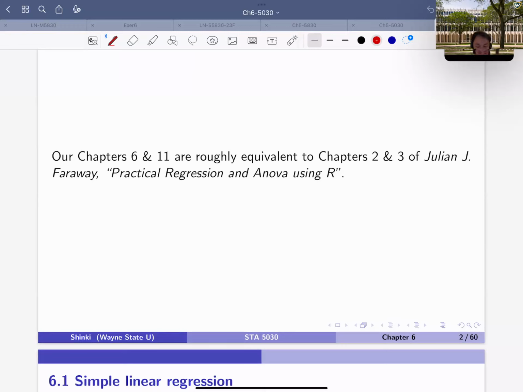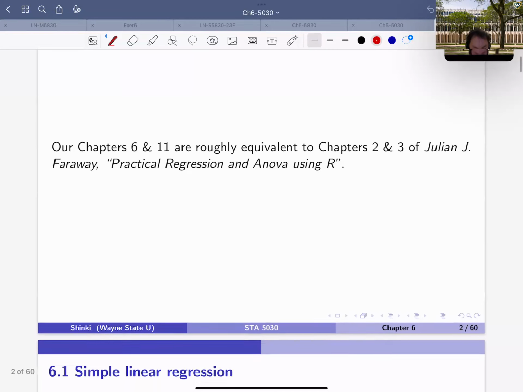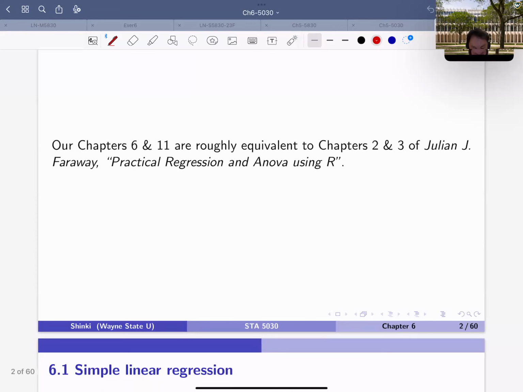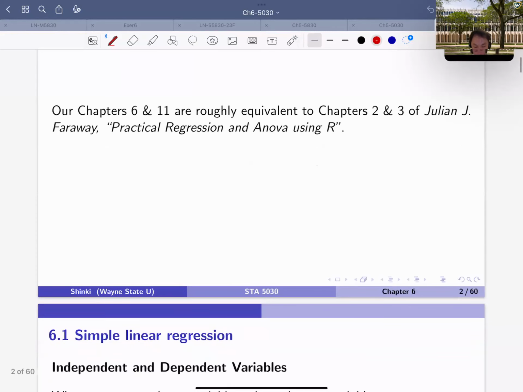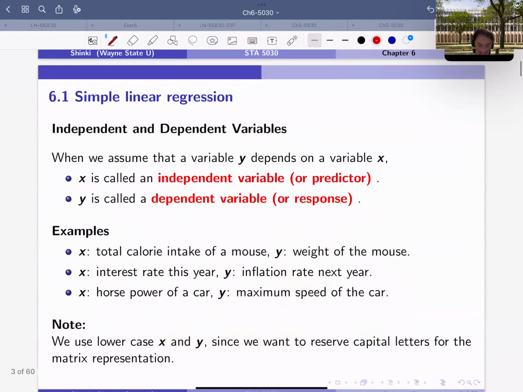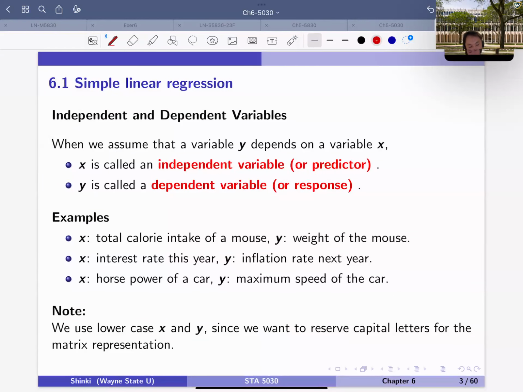These two chapters are roughly equivalent to chapters 2 and 3 in the reference, Practical Regression and ANOVA using R. If you need more explanation on the concepts, you can refer to this book. It is available on the Comprehensive R Archive Network, so you can download it for free. But we just review everything from scratch.